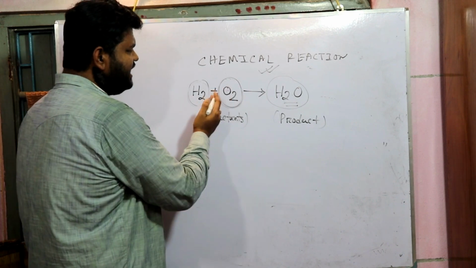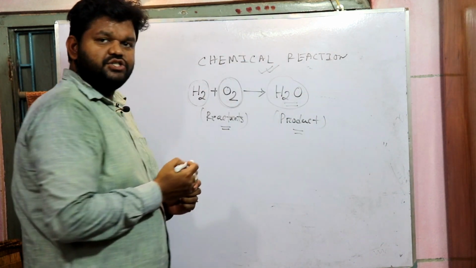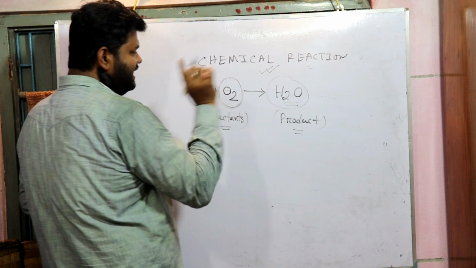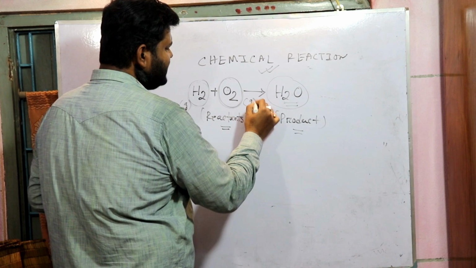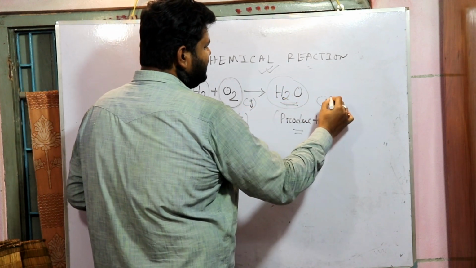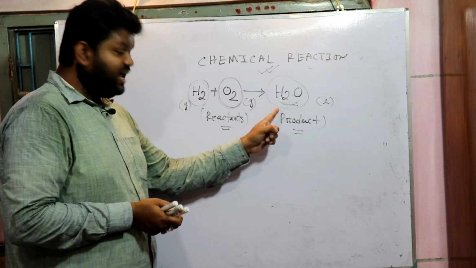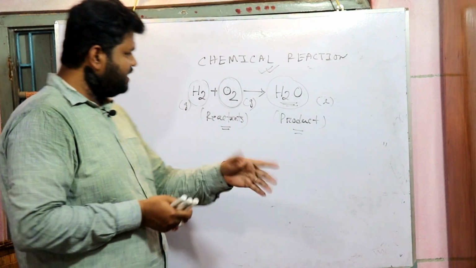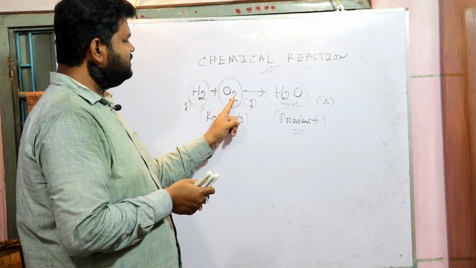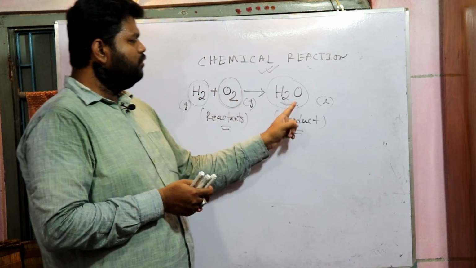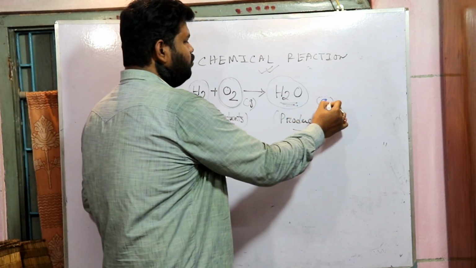So on the left hand side we have to write the reactants, and on the right hand side we have to write the products. Now just think about it. This is hydrogen. Hydrogen is gaseous. Oxygen is also a gas, and water is liquid. That means in this chemical reaction the state of matter is changing. On the reactant side, two gaseous particles are reacting with each other to produce the water molecule, which is aqueous or liquid.